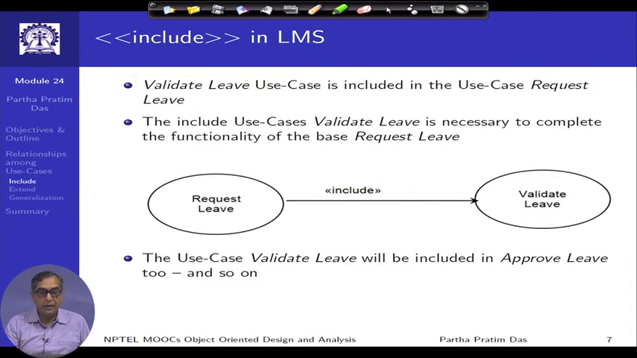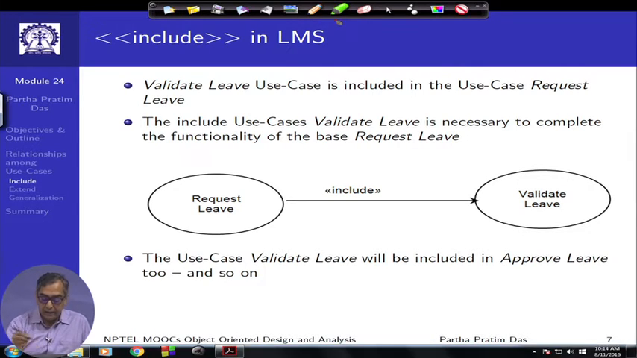Talking about our ongoing LMS system, for a leave we need to run a validation to check whether a particular leave is a valid one. If we say that use case is validate leave, which has all the actions performed to validate a leave, then the include relationship can be used whenever we are doing a request leave. So, when an employee is requesting a leave, certainly before the requested leave can be created, we need to validate that the tentative leave record is a valid one.